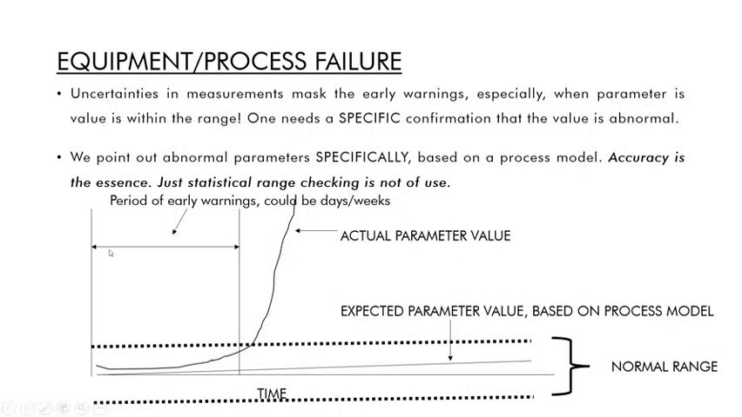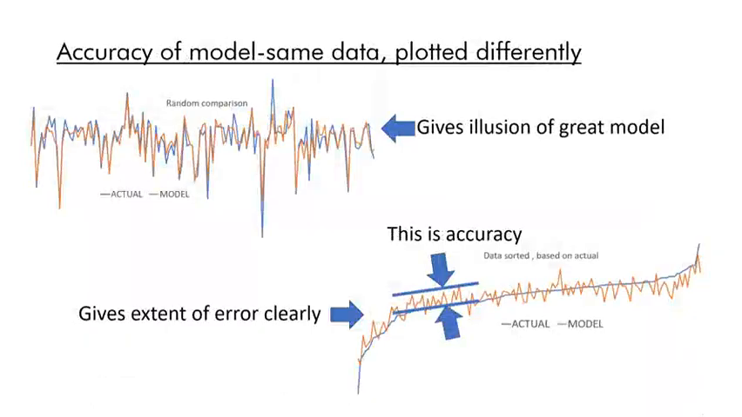And if you see this period, which is the period of early warnings, it could be a few days and weeks, depending, of course, upon the particular process and the particular situation. Of course, there are a few failures which happen almost instantaneously, and you can't do much about it. But there are many, and the majority of the failures do give enough early warnings which are lost primarily because they are not thought to be abnormal, being in the usual range.